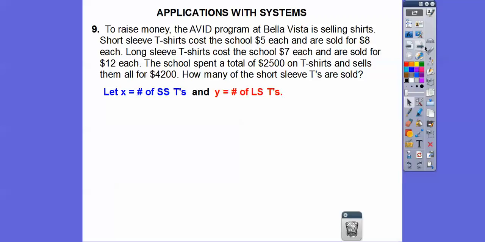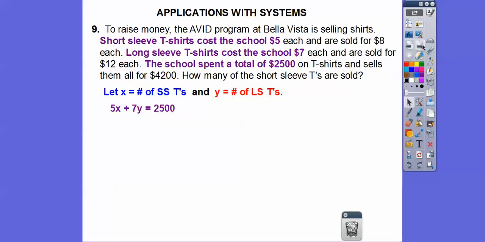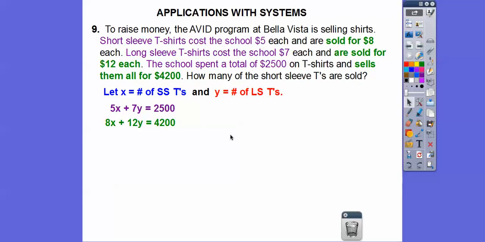So let's assign some variables. I'll let x equal short sleeve and y equal long sleeve, and the question is, how many of the short sleeves are sold? So we're going to be looking for x. Our x is going to be our answer. Okay, so $5 it cost them for the shorts, and then $7 for the longs, and they've spent $2,500. Then here's how much they sold them for. They sold the short sleeves for 8 and the longs for 12, and so they made $4,200. There's our system of equations.